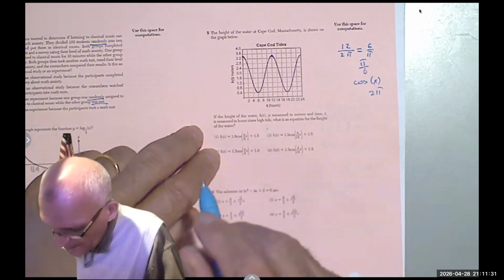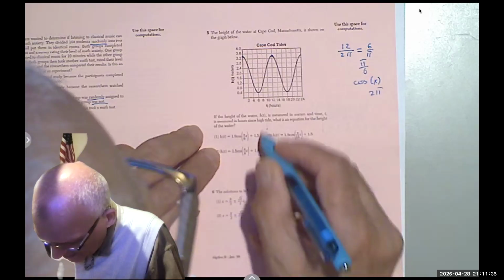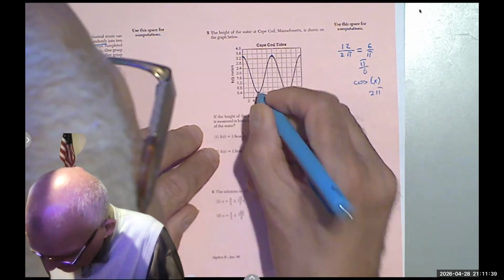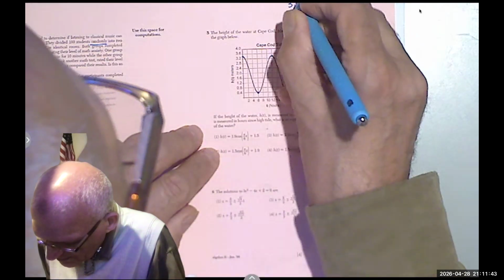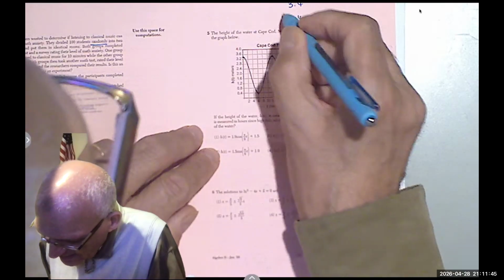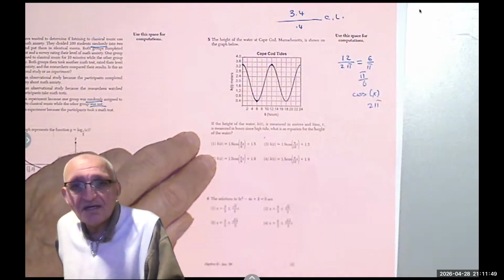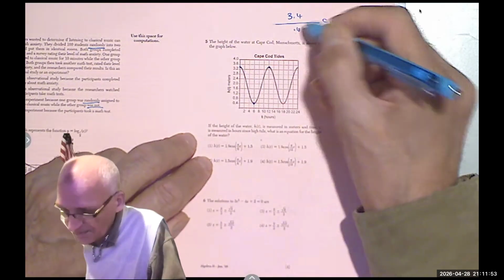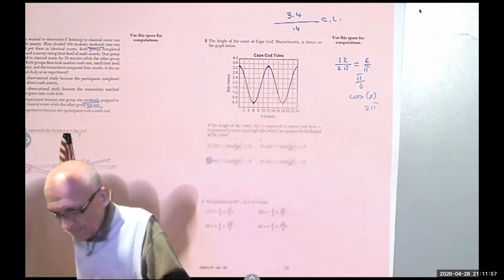First of all, the center line, which would be this part, how high it is, you see that the minimum is 0.4 and the maximum is 3.4. And the center line is exactly in the middle. What's the meaning of in the middle? This plus that over 2. 3.8 over 2 is 1.9, so the answer is 2.